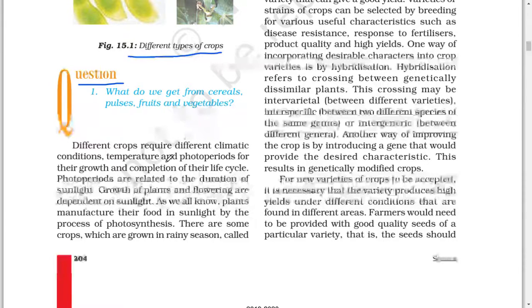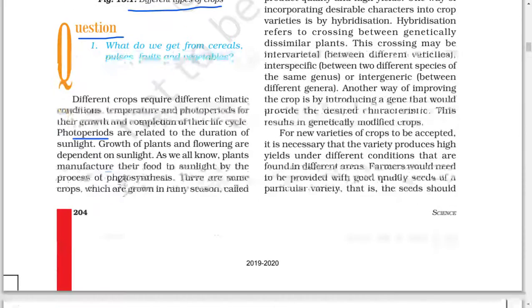Different crops require different climatic conditions, temperature and photoperiod for their growth and completion of their life cycle. Photoperiods are related to the duration of sunlight. Growth of plants and flowering are dependent on sunlight. As we all know, plants manufacture their food in sunlight by the process of photosynthesis.